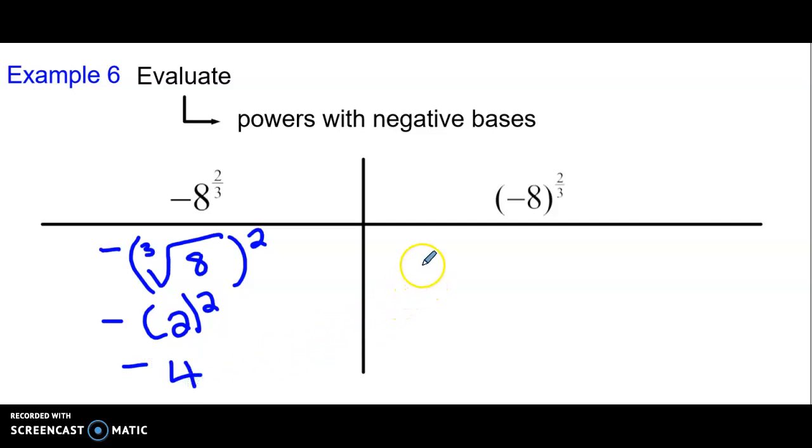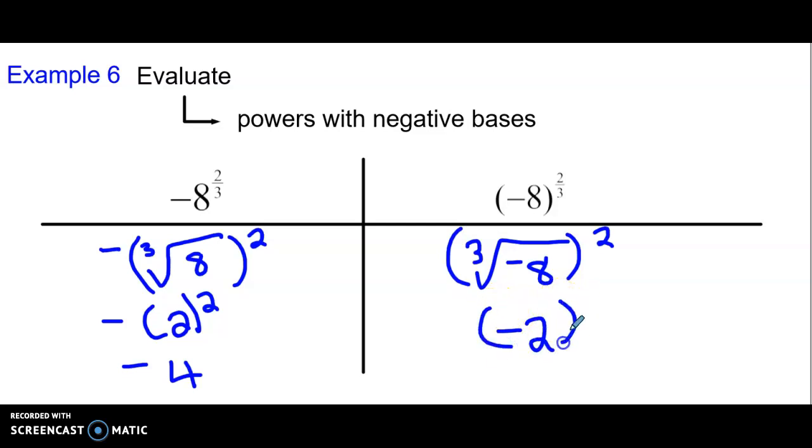You can see the difference that happens when the negative is inside the brackets and is part of the base. This time we write the cube root of negative 8 squared. Negative 2 times negative 2 times negative 2 gives us negative 8. So the cube root of negative 8 is negative 2, and negative 2 squared is equal to positive 4.